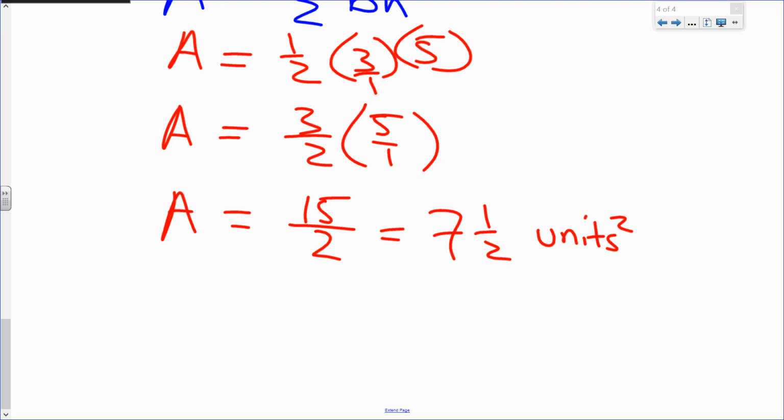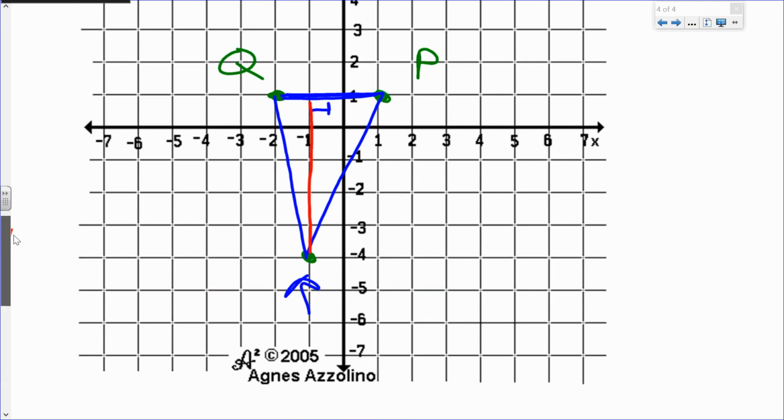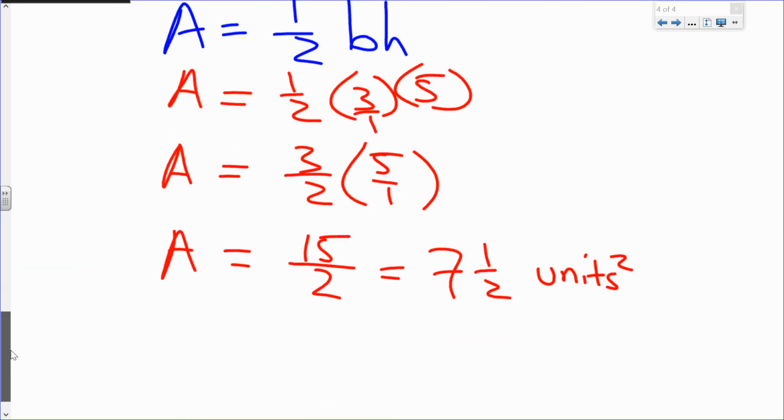And you can actually see the 7.5 squares. Look at them. If you add up all these squares, even the ones that are parts, they'll come together to make 7.5 squares. All these inside, believe it or not. Done.